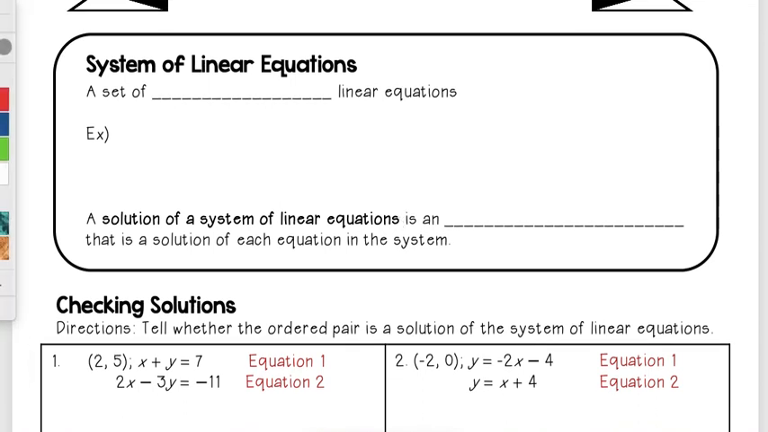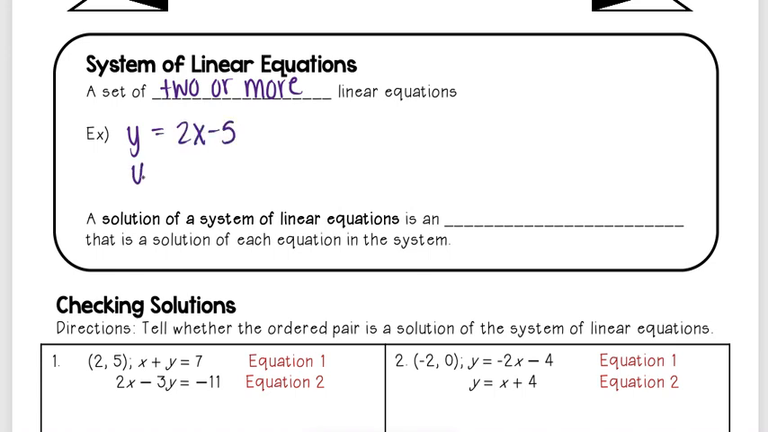When I say systems, that is just a set of 2 or more linear equations. So for example, I can have a system that looks like y equals 2x minus 5 and y equals negative 4x plus 1. That would be a system since I have 2 or more equations. And then what we're going to be doing is finding solutions to these systems. So a solution of a system of linear equations is an ordered pair, (x, y), that is a solution of each equation in the system.